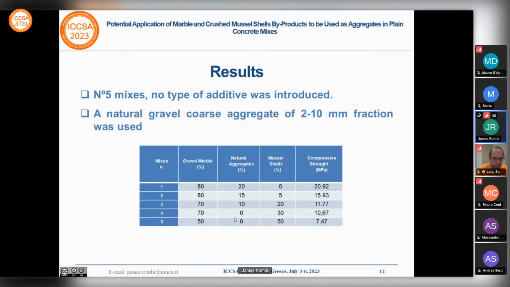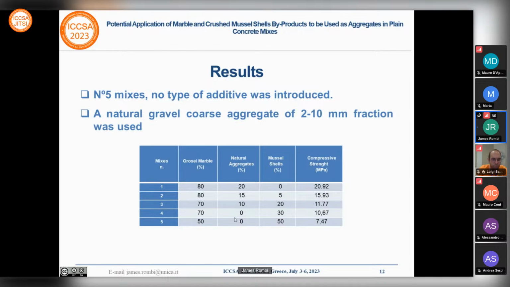So let's see the preliminary results of the 5 mixes. We must say that no type of additive was introduced to improve workability during these mixes. The natural gravel, because we must say that this is a partial substitution. We don't substitute all the natural aggregates, but only partially. We substitute a certain amount of natural aggregates. In this case, the natural aggregate we used was that passing the same 10 millimeter sieve.